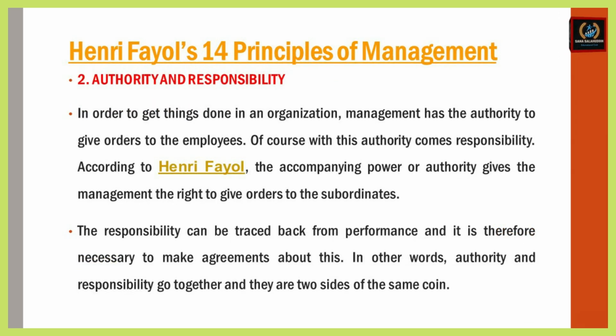Then, secondly, comes authority and responsibility. In order to get things done in an organization, management has the authority to give orders to the employees. Of course, with this authority comes responsibility. The responsibility can be traced back from performance, and it is therefore necessary to make agreements about this. In other words, authority and responsibility go together and they are two sides of the same coin.